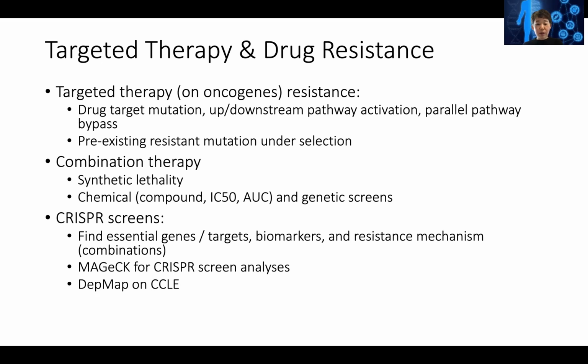And then we also talk about genetic screen. This is kind of the last part of the lecture, but I would also just want to show here, for CRISPR screens, there are many, many different ways you can do the screen. You can use it to find essential genes, find drug targets, get biomarkers, understand drug resistance mechanism, find combinations, and we use MAGeCK for CRISPR screen analysis, and also we discuss how to use DepMap on the CCLE cancer cell lines.